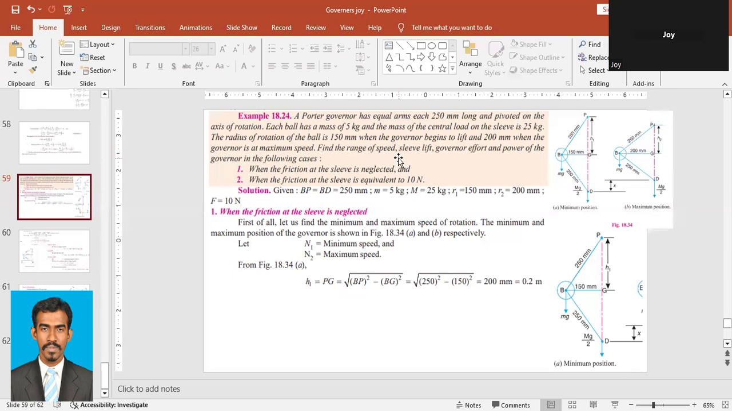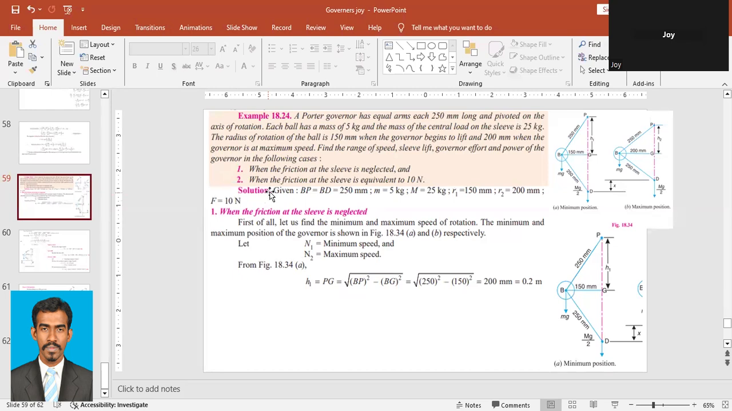Find the range of speed, sleeve lift, governor effort, and power of the governor in the following situations. First one, when the friction at the sleeve is neglected. So here we don't have a frictional force. Second case, when the friction at the sleeve is 10 Newton. So here we have a frictional force which is 10 Newton.